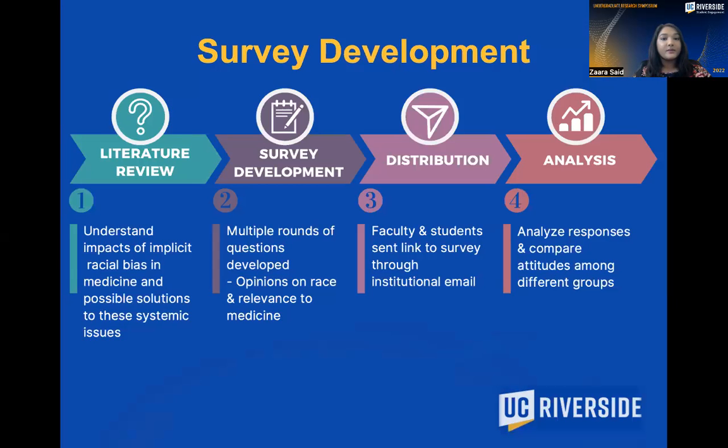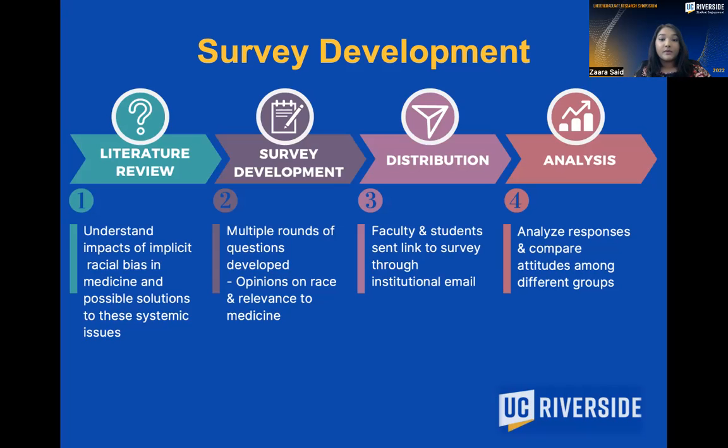So for the survey development, we performed a literature review to better understand the topics and the impacts of implicit racial bias in medicine and some possible solutions to these systemic issues. Next, we developed survey questions in multiple rounds. This is where I worked with my faculty mentor to develop questions that would cover a range of topics relating to opinions on race and its relevance in medicine. So 29 questions were developed for the student survey and 24 questions for the faculty survey.